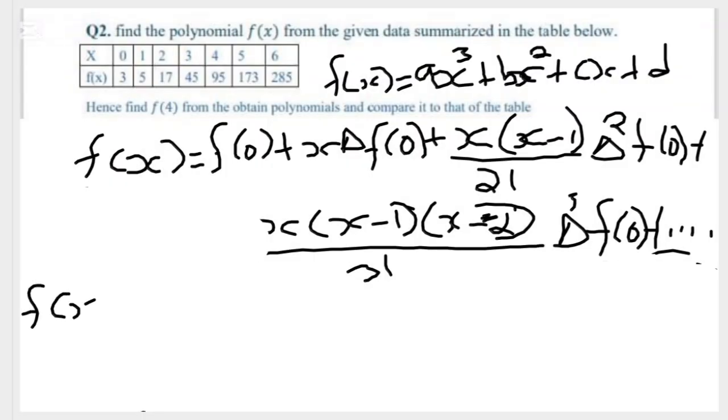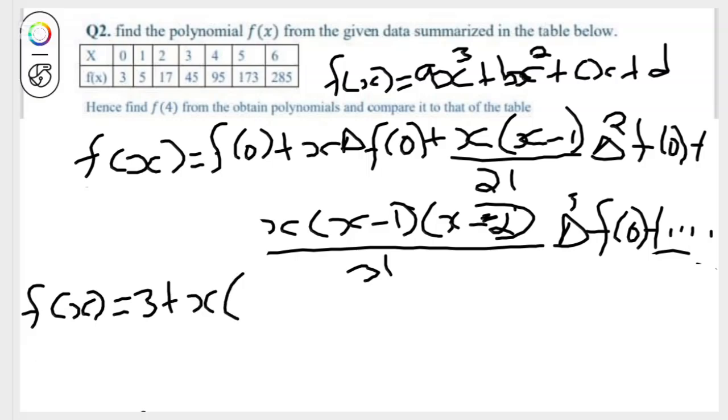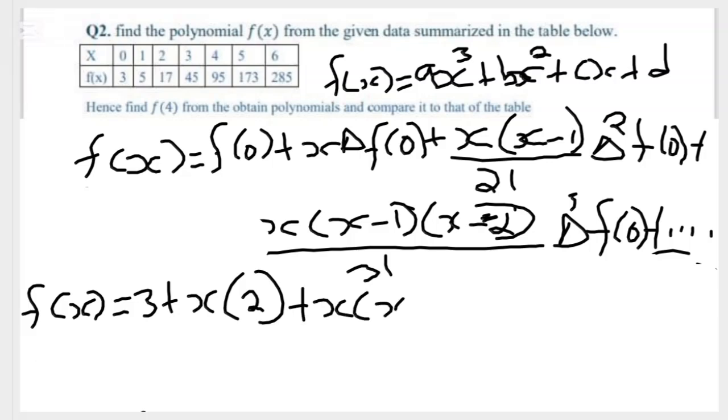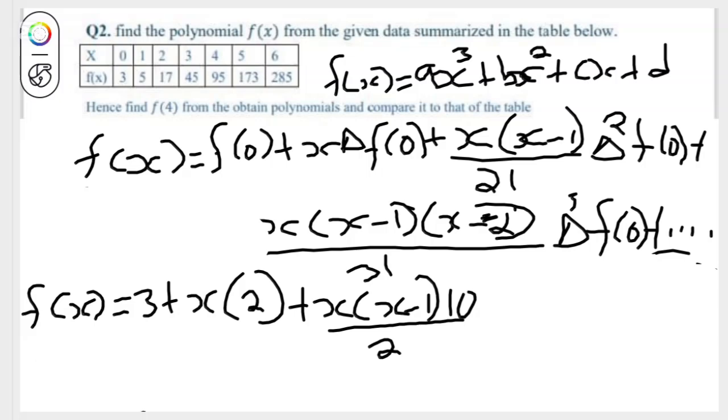So the f of x should now be equal to the f of 0. If you could recall, it is 3. So 3 plus x, I'll have x, and the d f of 0 also is 2, and therefore plus 2x. Don't forget I have x minus 1, and multiplied by d square, which is the d square f of 0, which is 10. And then don't forget I have 2 factorial, and 2 factorial is the same thing as 2.